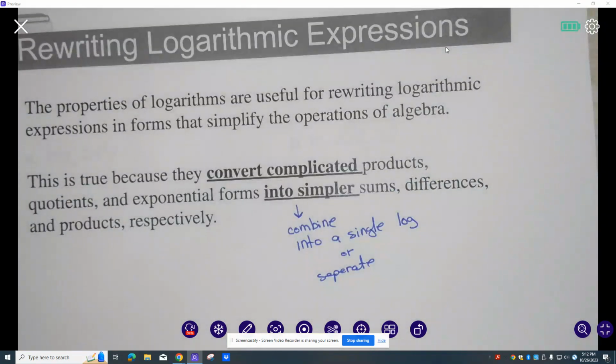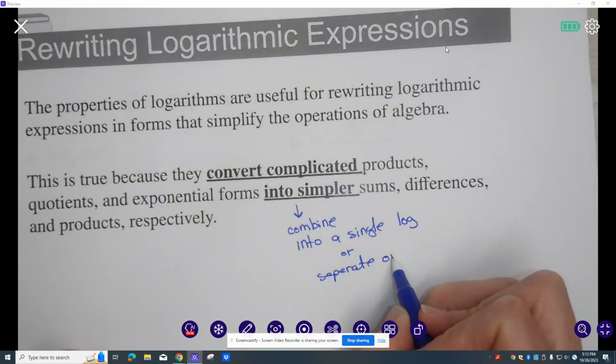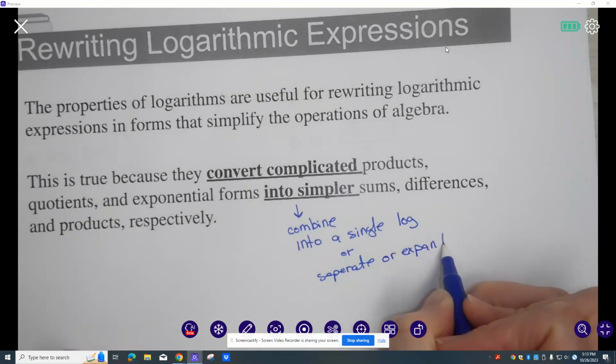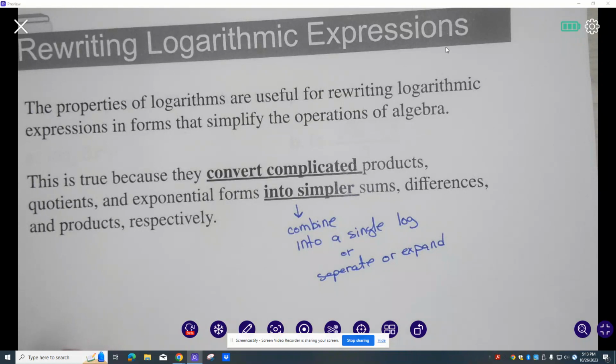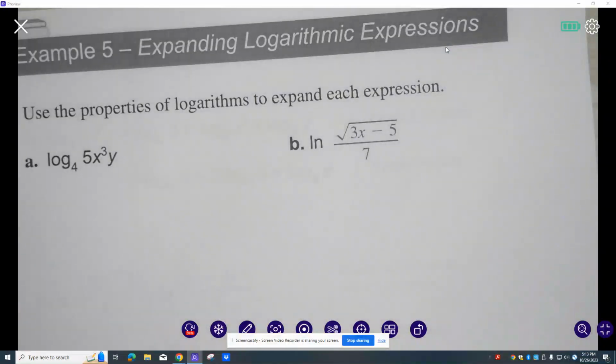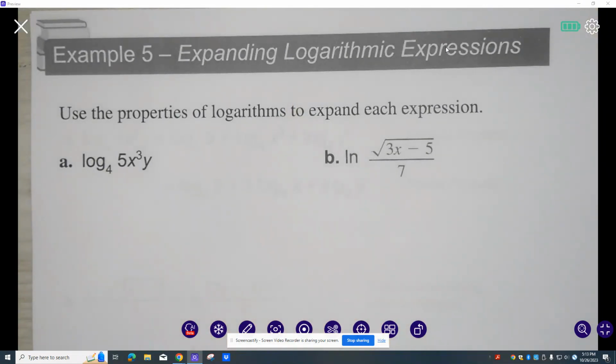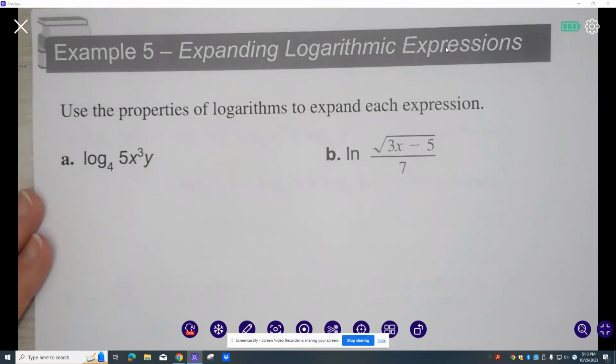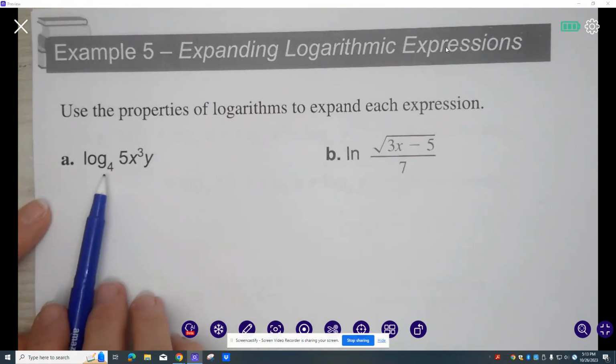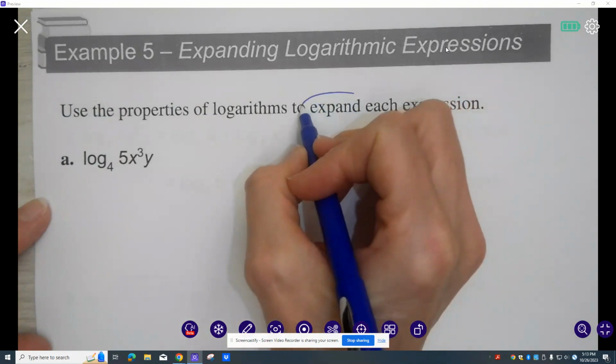And if you have questions on these, we can answer these in class. Okay, so this is just explaining. Sometimes you'll want to combine into a single log, and sometimes you'll want to separate or expand. And this is all getting ready for solving equations. So we just did a couple where we expanded. And now this is going to be expanding also. I think probably after this example, I'll pause and maybe put the rest in a different example. So this is just expanding. It didn't tell us what logs to use or anything in particular, but it says use the properties to expand.